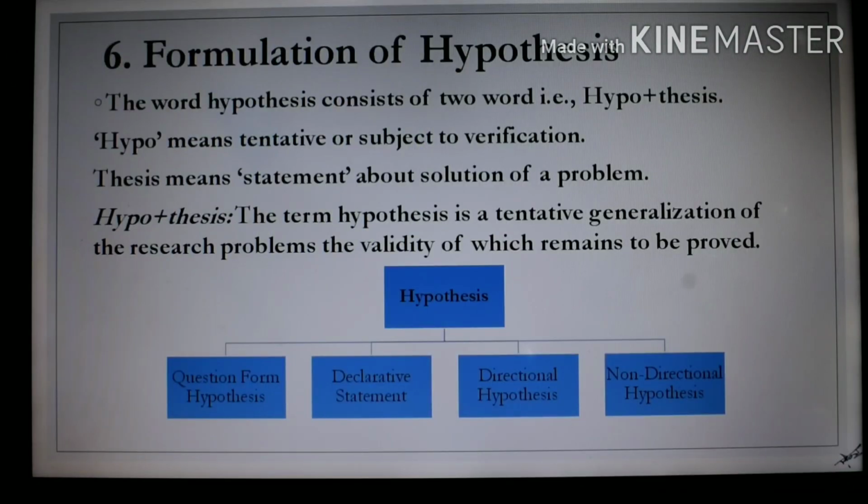Formulation of hypothesis. The word hypothesis consists of two words, hypo plus thesis. Hypo means tentative or subject to verification. Thesis means statement about the solution of a problem. If we merge these two words, it indicates tentative generalizations of the research problem, the validity of which remains to be proved. So we have to prove the hypothesis.